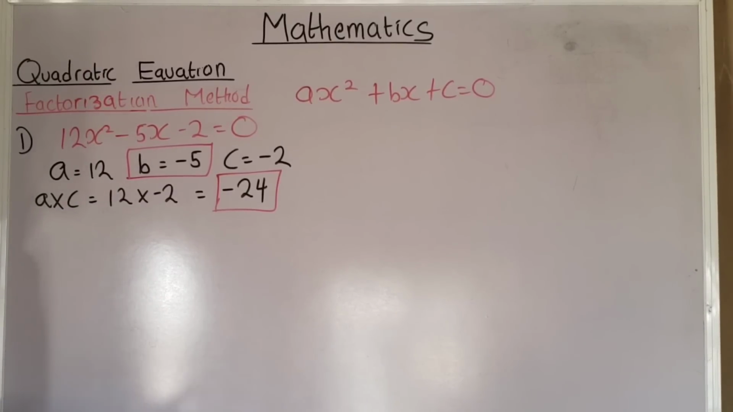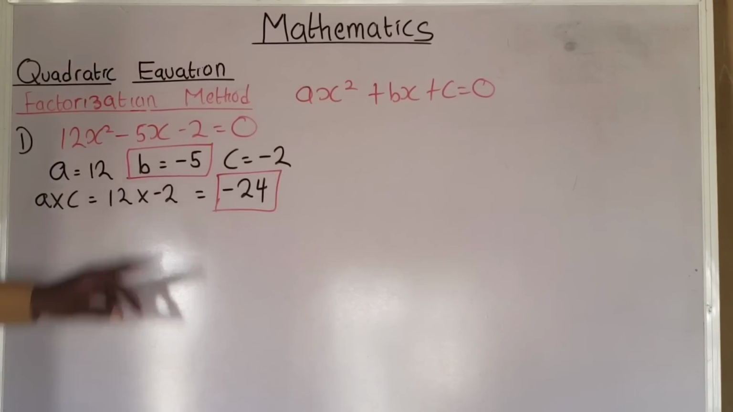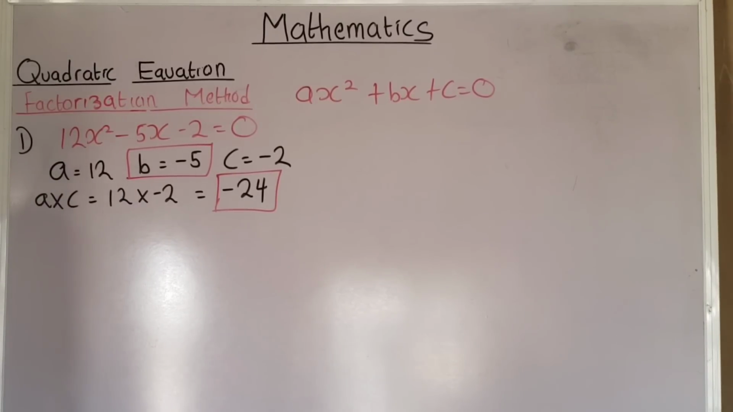So what are those two numbers that if I multiply them together, I will have negative 24, and if I sum them together, I'm going to have negative 5? I want you to take some moments. These two numbers are negative 8 and 3. You understand? Negative 8 and 3.